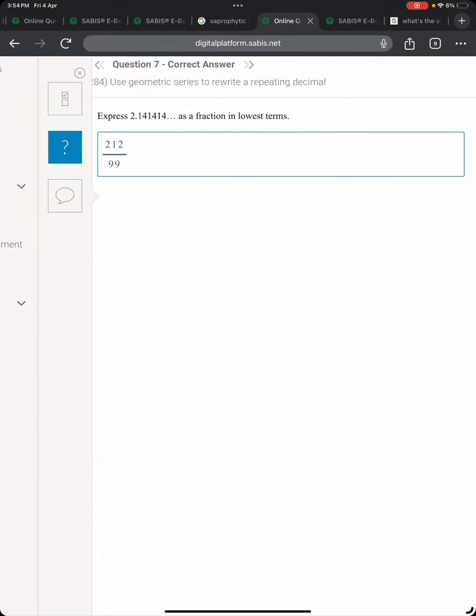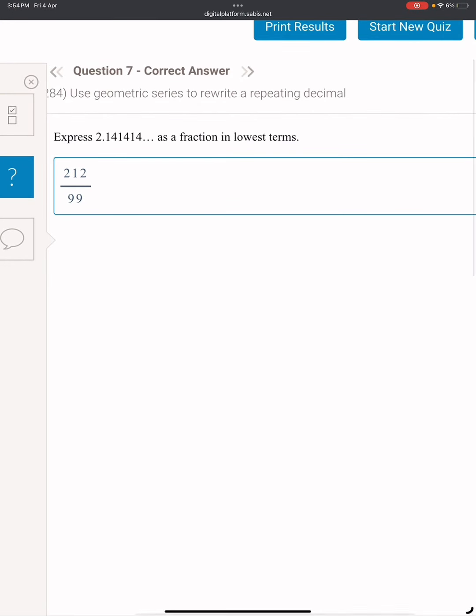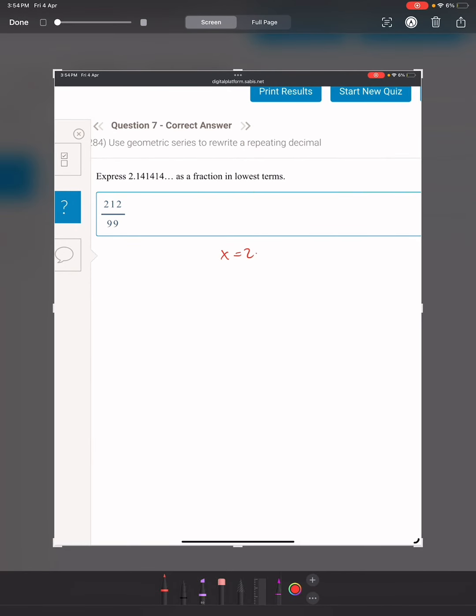So, okay, for this question, you can actually go on your calculator and type 2.1414141414, really long. You put the equal sign, you get 212 over 99, but if you don't want to do that, you can do this way, which is the solving way. X equals 2.141414. Move this decimal twice, so you multiply by 100. X equals 214.1414. 214 minus 2 is 212.